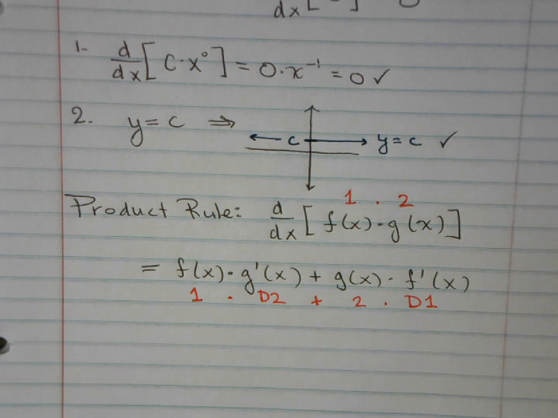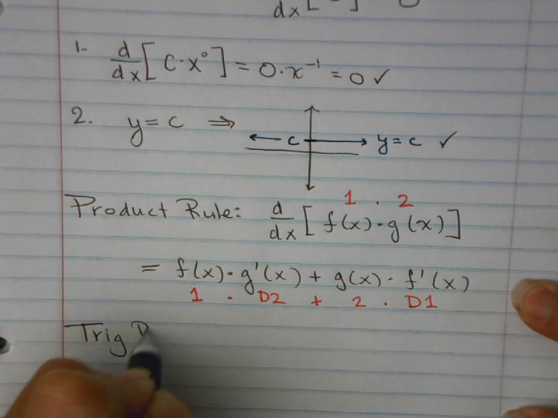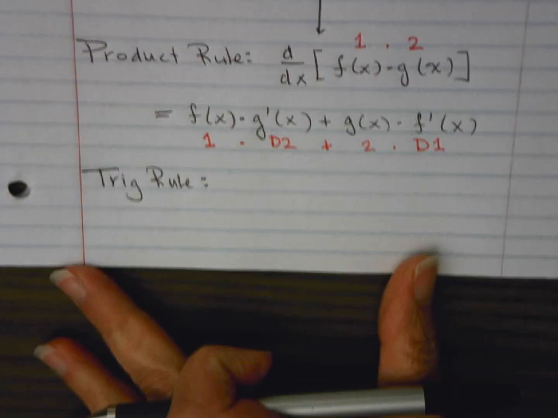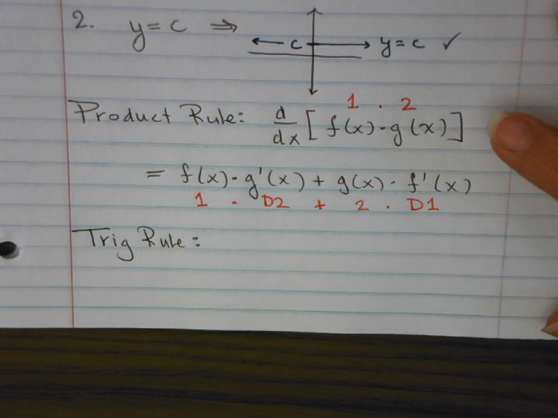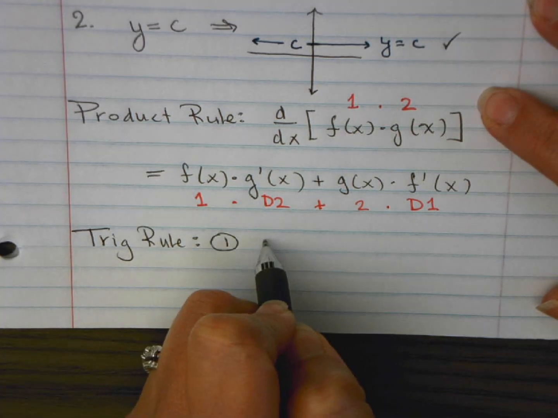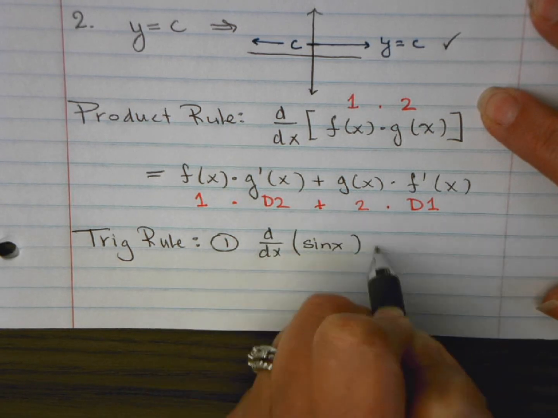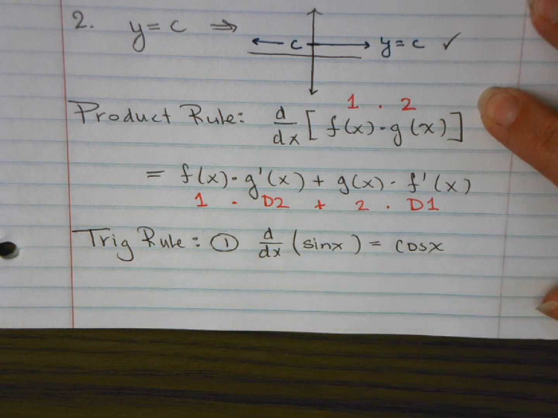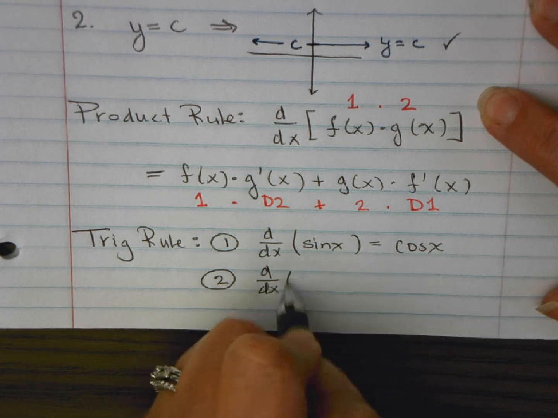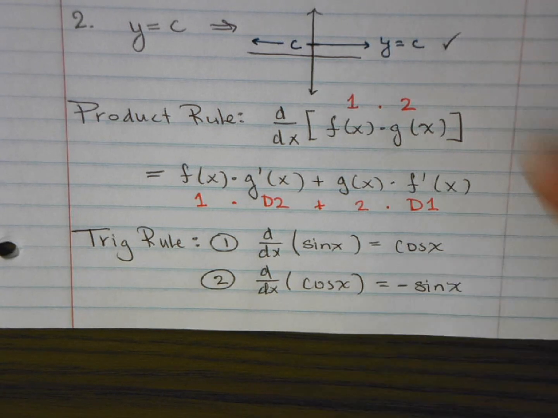And then our very last rule that we're going to work with is our trig rules. Since there are a lot of trig functions, I'm still just going to call it one trig rule. There's just two that we're going to work on for this particular lesson. The first one is sine. If I take the derivative of sine of x, that would just be cosine of x. And then if I were to take the derivative of cosine of x, that would be negative sine of x.